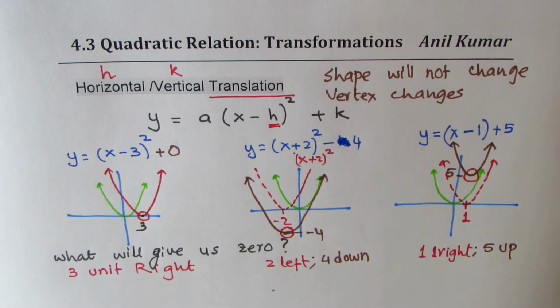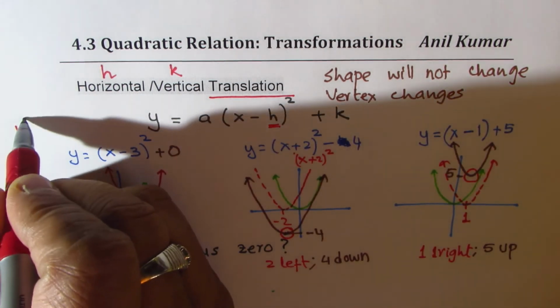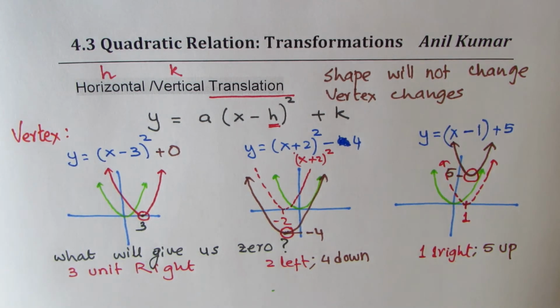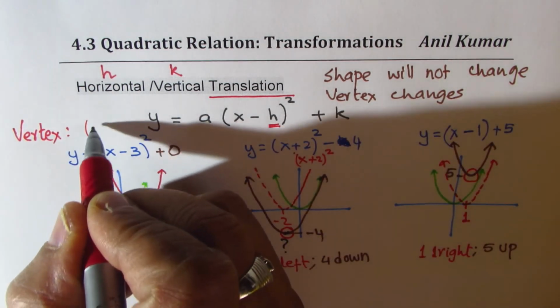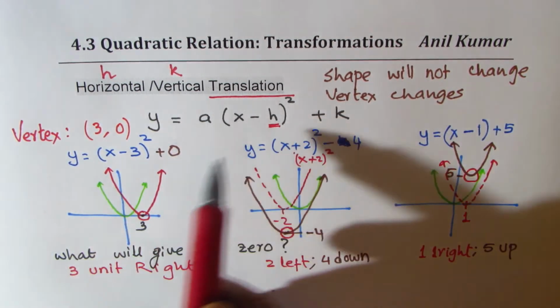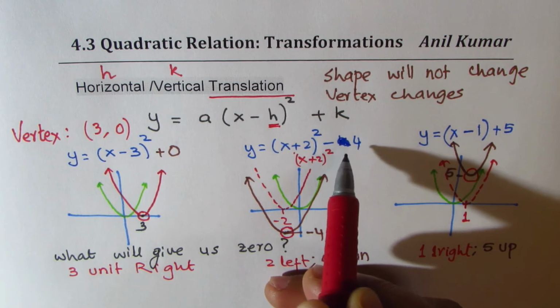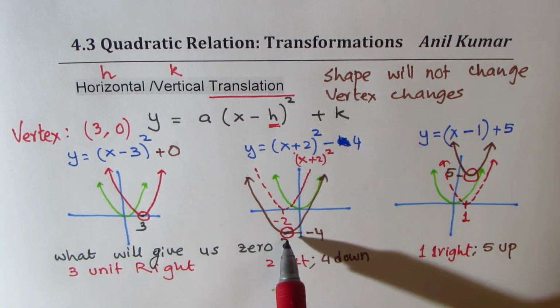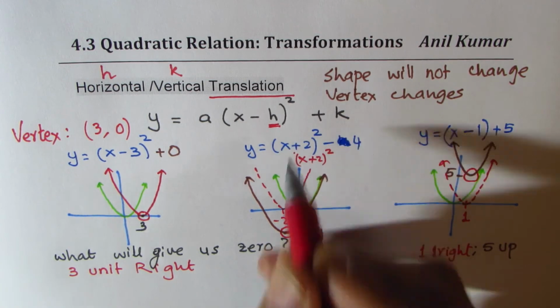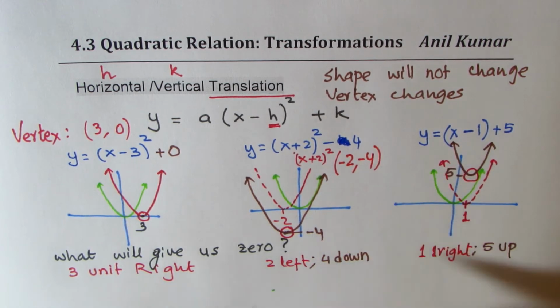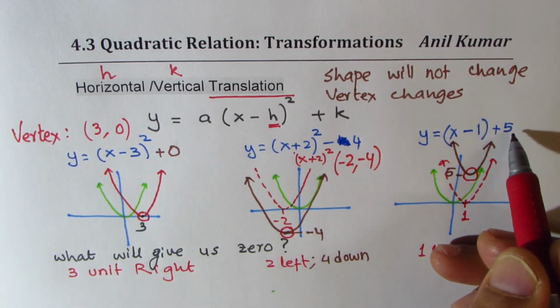So what is the value? What is the vertex in each case? Let me write down the vertex right here in the center, as I feel this is the most important point after horizontal translation and vertical translation. So here you see it is 3, 0. H and k value: in this case, h is -2, k is -4, the vertex is -2, -4. Do you get it? So in this particular case, it is -2 and -4. Perfect.